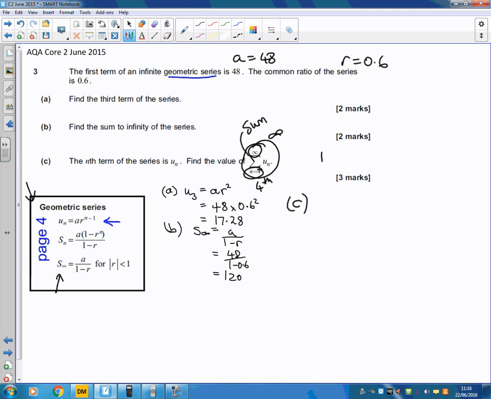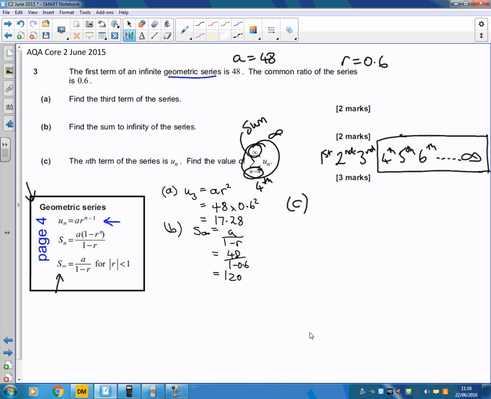So what they want us to do, imagine we've got our terms, we've got the first term, the second term, the third term, the fourth term, the fifth term, the sixth term, and so on, all the way up to infinity. And they want us to add up from the 4th to the infinite term. So they want us to add up all the terms except the first, the second, and the third.